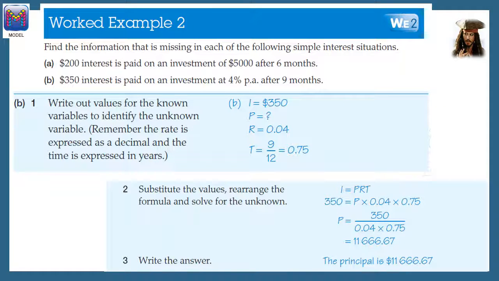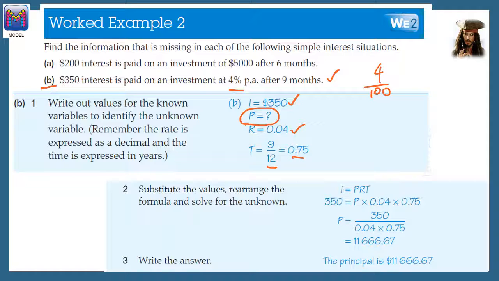Part B. So part B, I didn't read that one before. 350 interest is paid. So I know my interest is 350 on an investment at 4% per annum. There's my interest rate. So that would be 4 over 100, which is the same as 0.04, and after 9 months. So that's 9 out of 12. The only thing that wasn't listed was my principal. Okay.